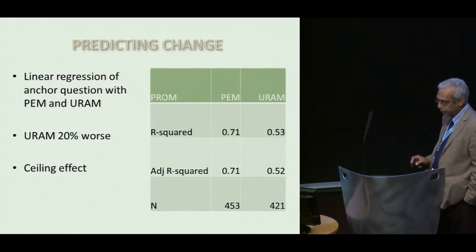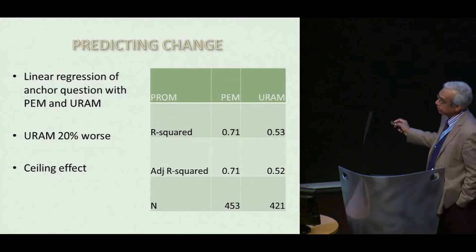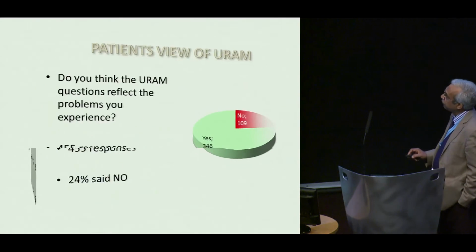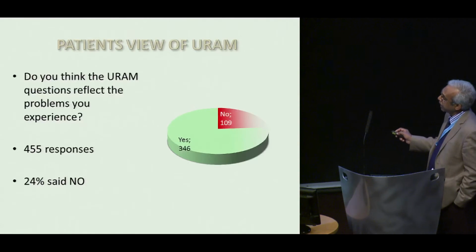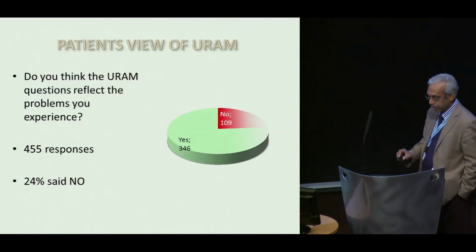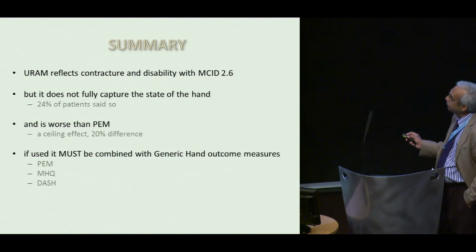The other way of looking at URAM and PEM is to do a linear regression, and 71% of the change in the anchor question is explained by the PEM, but only 53% of the change in the anchor question is explained by the URAM. So it's 20% less good than the PEM. And there's a ceiling effect, as I've said. Finally, we asked all our patients, and we had 455 responses, do you think that the URAM reflects the problems that you experience? And 24% said no. So it seems as if the URAM accounts for 3 out of 4 patients, but not all. So the summary then is the URAM reflects the contracture of the finger and the disability of the patient.